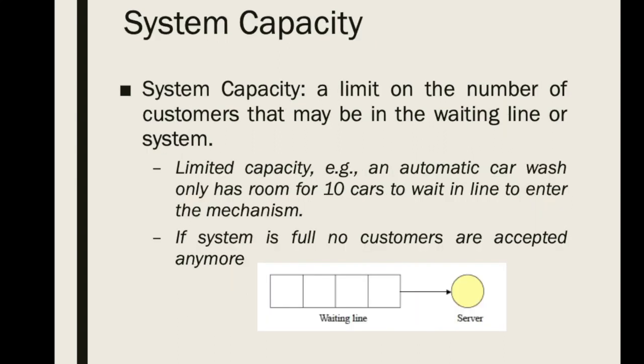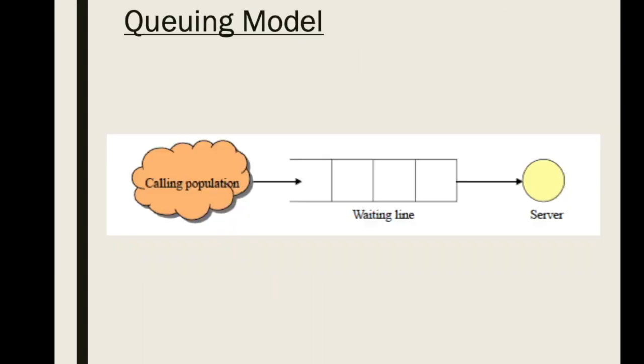Next is the system capacity. What is the maximum length we can allow for that particular queue? If we go back to this figure, this waiting line: is there any limit on this waiting line, or is it infinite again?